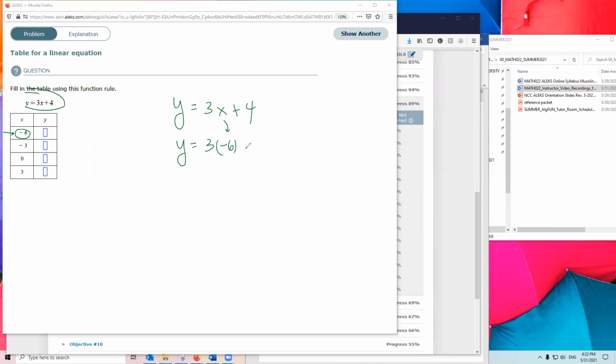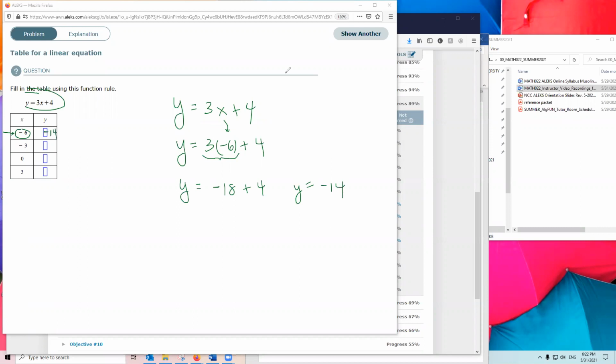Now I'm just going to work this out using order of operations. Remember, order of operations says do multiplications first before additions. So this is going to be -18 plus 4. That means Y is -14. So that's the answer to put right here, -14.